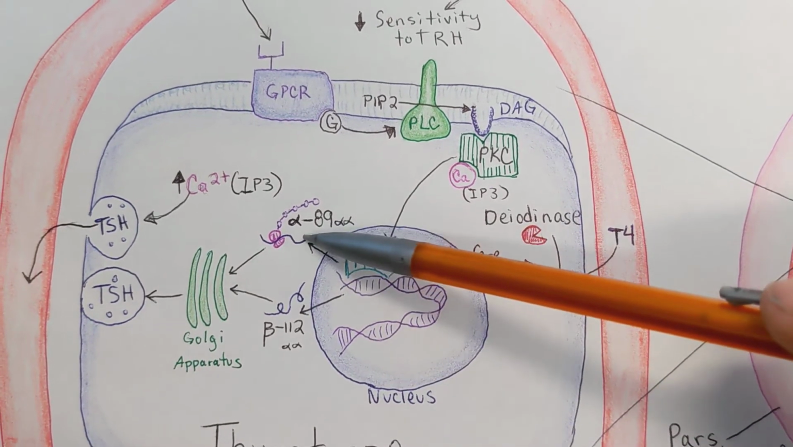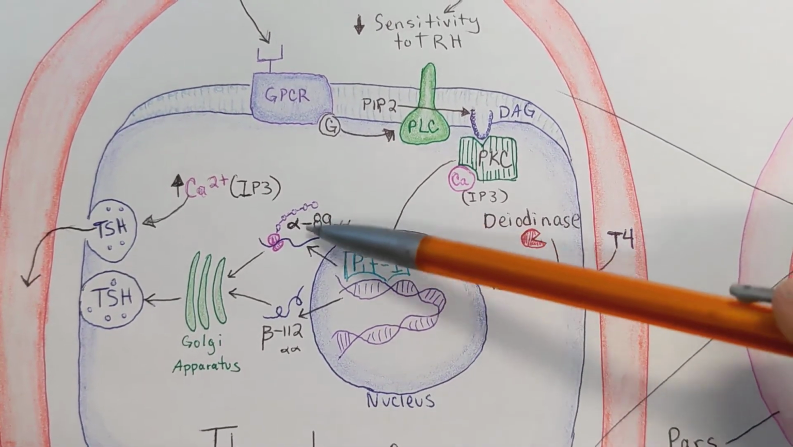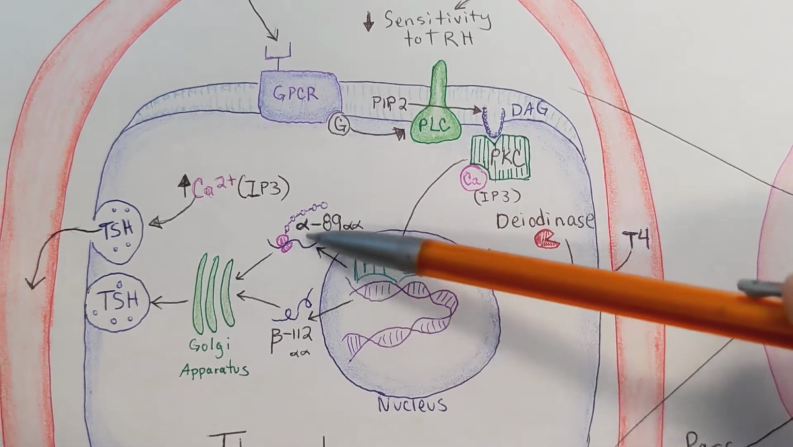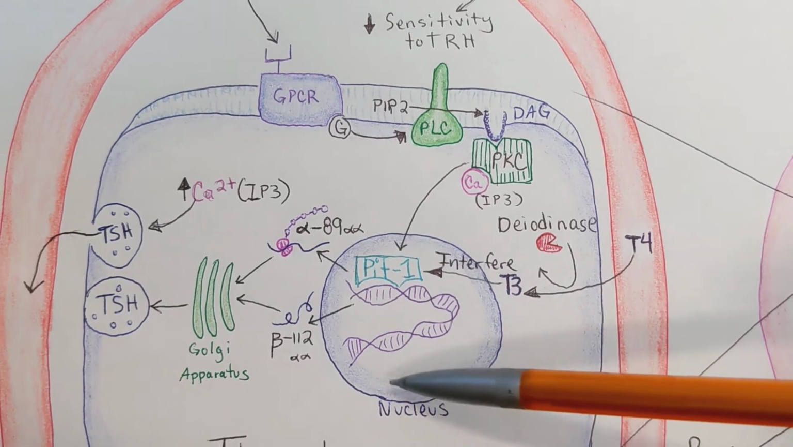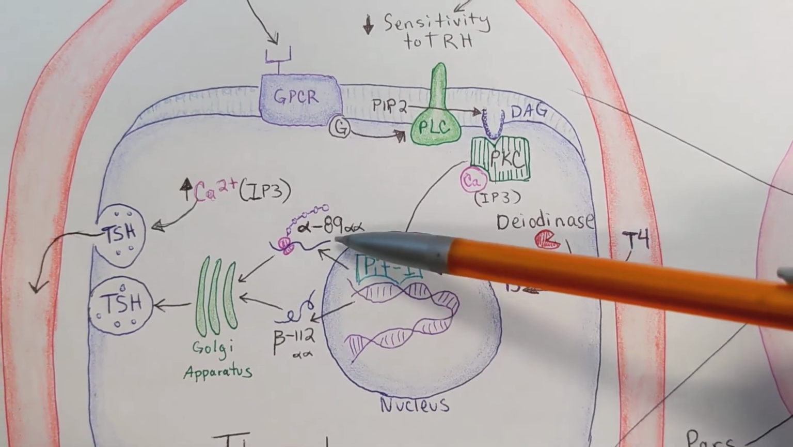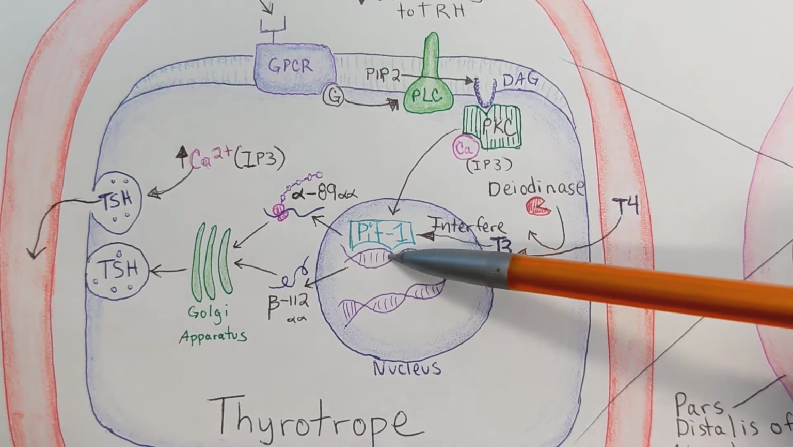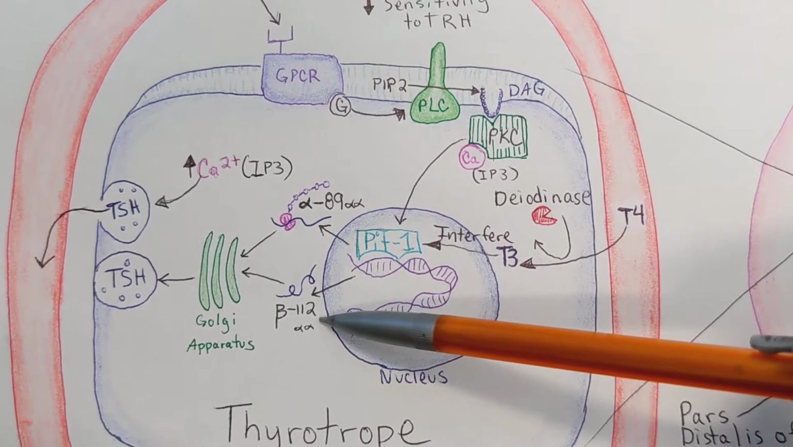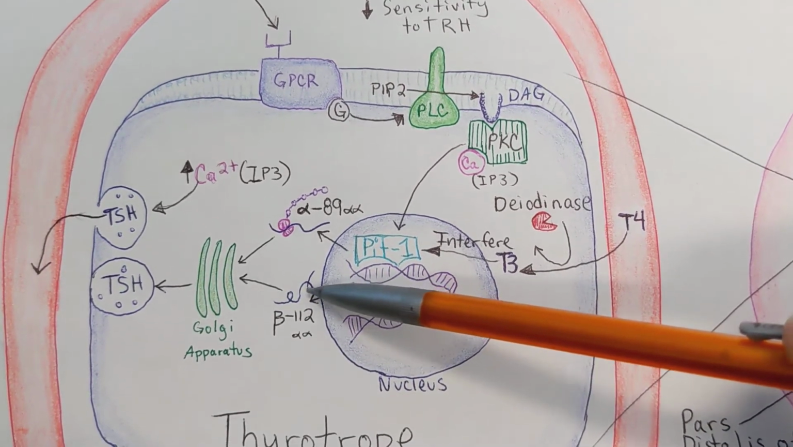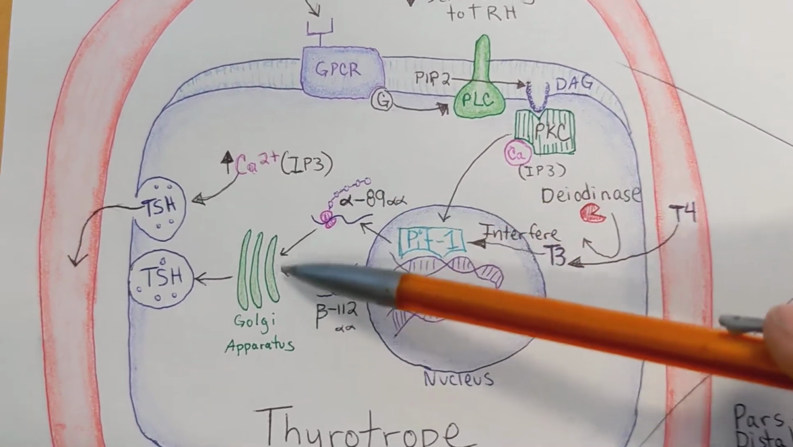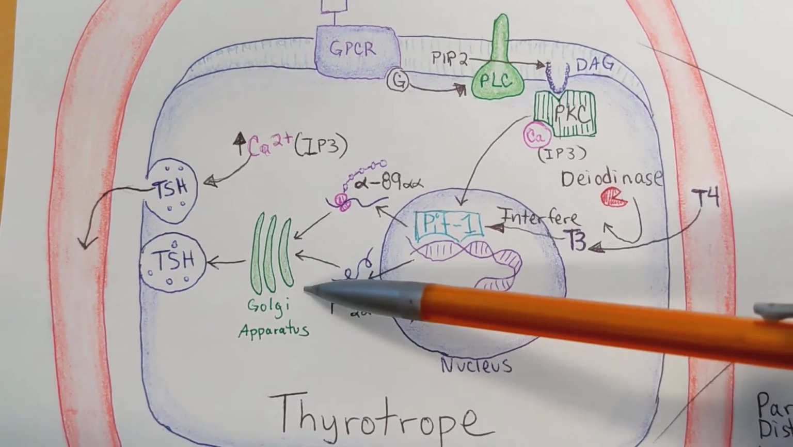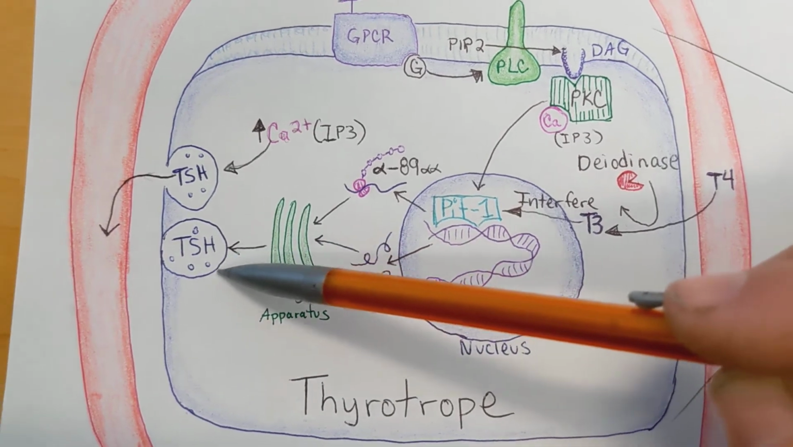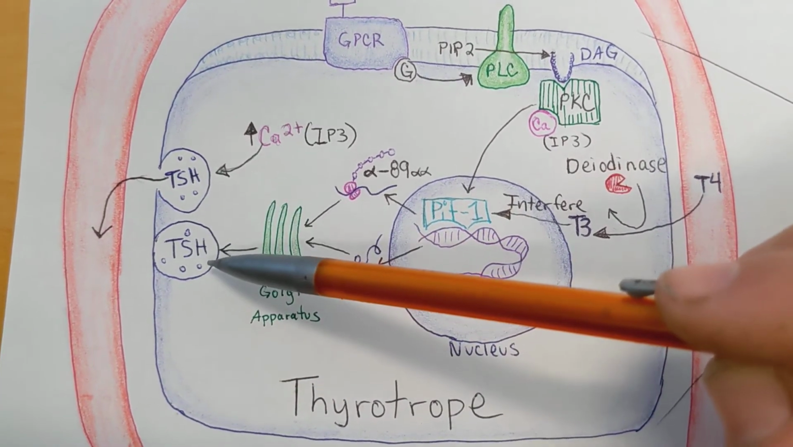The first one is coding for a protein that is 89 amino acids long. Here we can see a ribosome, which is translating the mRNA, which has been transcribed from the DNA over here. Also, PIT1 leads to the transcription of the beta subunit, which is 112 amino acids long. Again, this mRNA is translated in the cytoplasm, and together these two subunits are put together, essentially, in the Golgi apparatus. The Golgi then packages them up into vesicles, and these vesicles are stored at the surface of the cell.